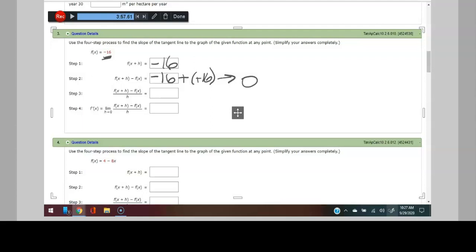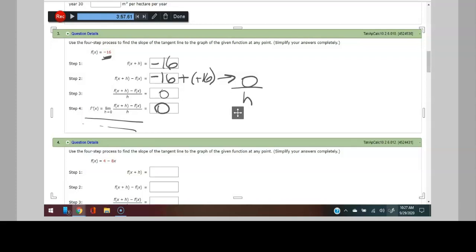So this one, I want to take whatever I just found in the last step and divide it by h. Well, what is 0 over h? It's 0. And so what do I get for an answer? Well, the limit as h approaches 0 of this difference quotient is going to be 0.